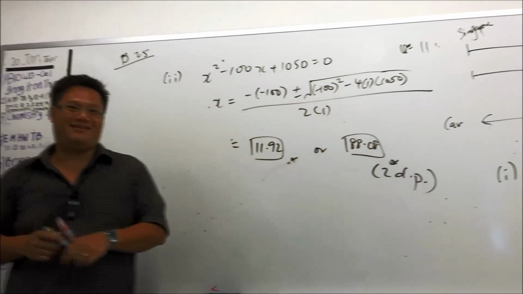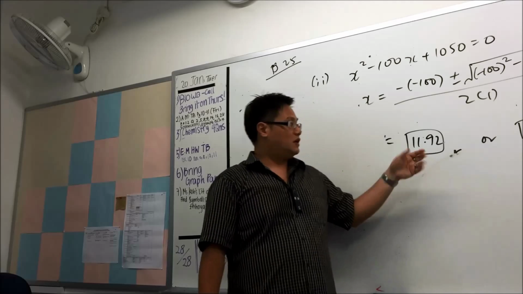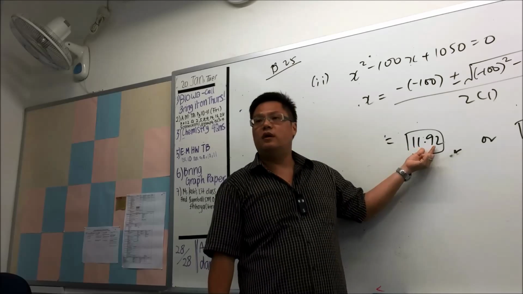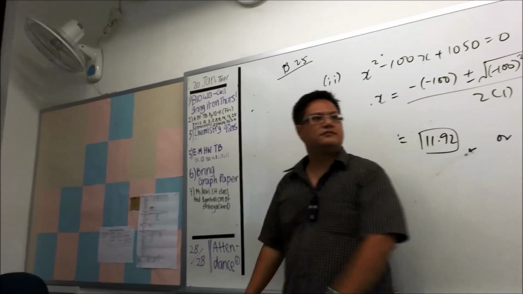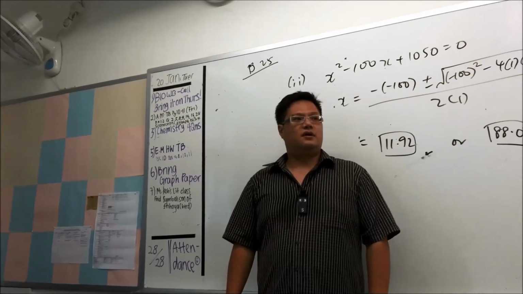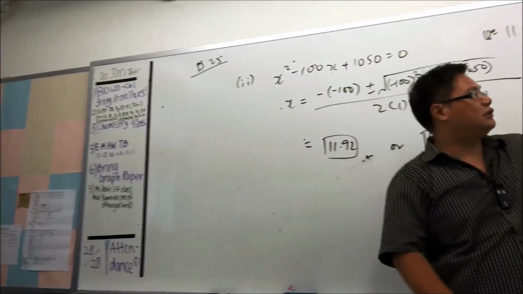Okay, watch here now. Let's look at this problem. The x is 11.92. Can it be 11.92? Why not? Because if this is 11.92, you sub this x answer into the speed of the coach. What do we have?